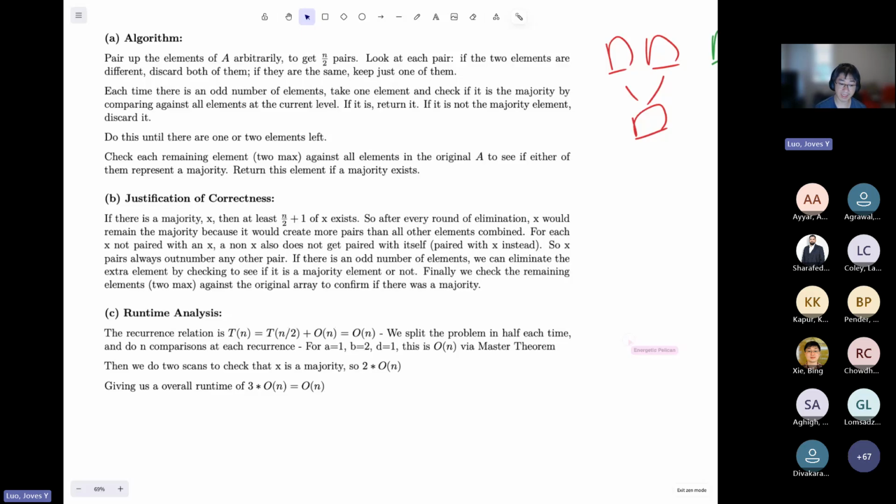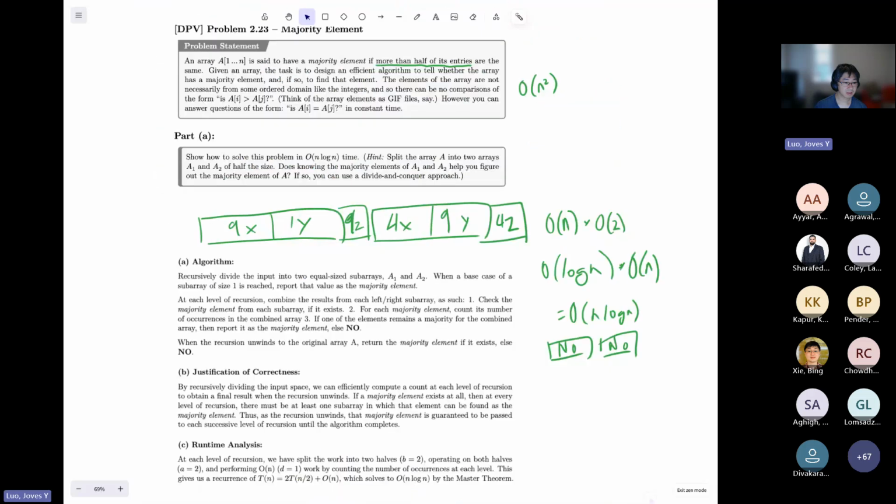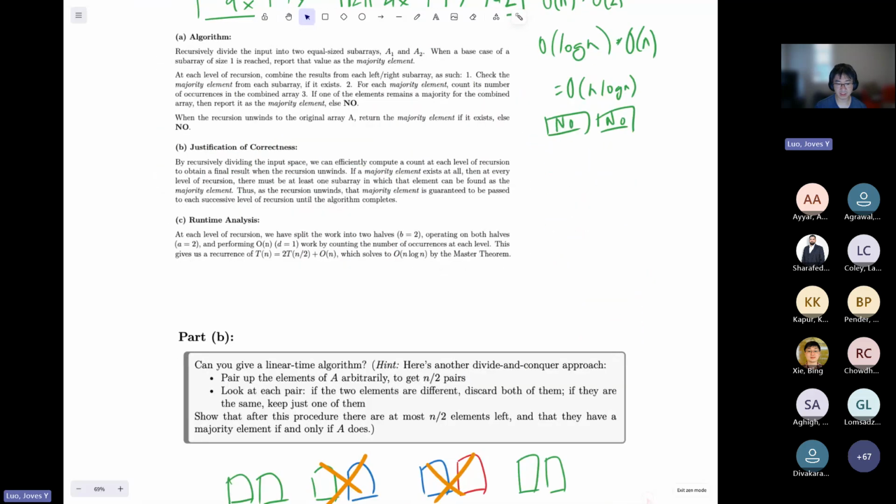Now, when we get to the very end, we have to do 2 scans because we could have at most 2 possible candidates for majorities. So that's 2 times n. So we end up with 3 times O(n), which gives us O(n) final runtime. And this is key here, because if you recognize the 2 solutions, you'll say, well, this is O(n) work at each level.